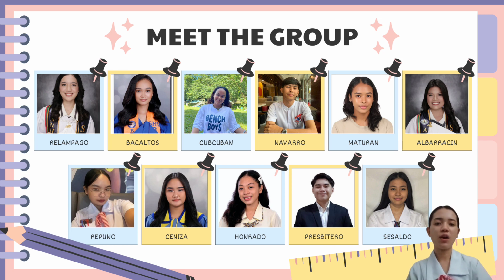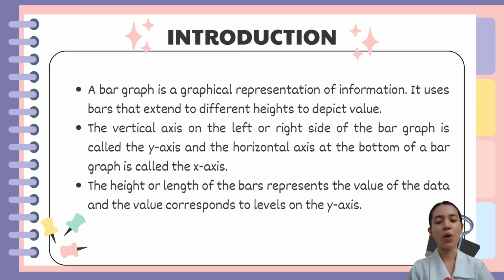Now let's move our focus on what a bar graph is all about. Introduction to this topic: a bar graph is a graphical representation of information. It uses bars that extend to different heights to depict value. The vertical axis on the left or right side of a bar graph is called the y-axis, and the horizontal axis at the bottom of a bar graph is called the x-axis.